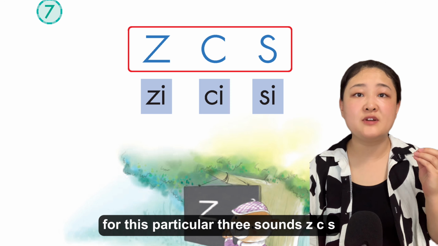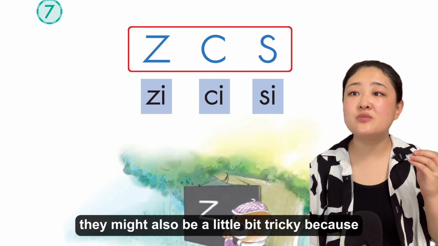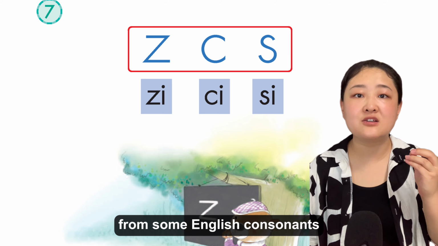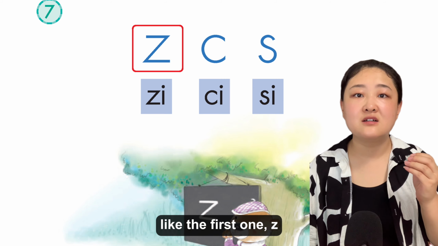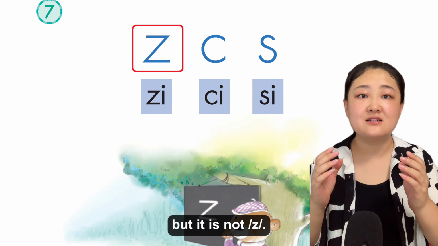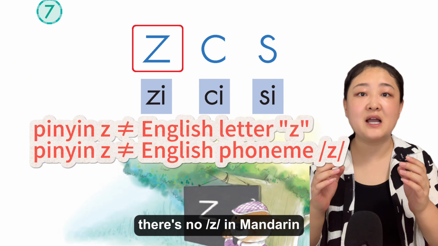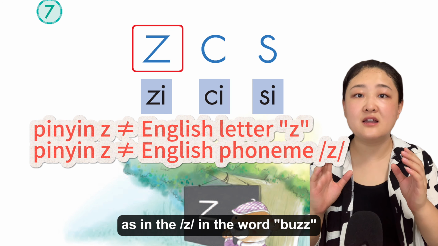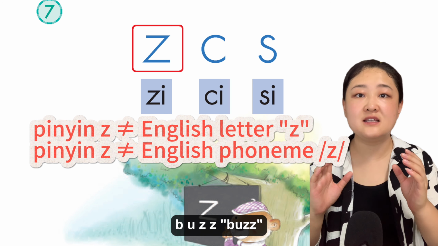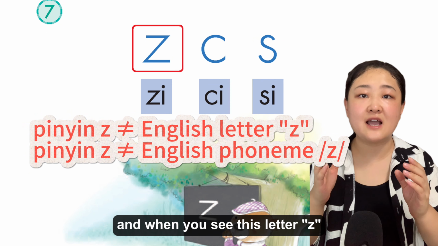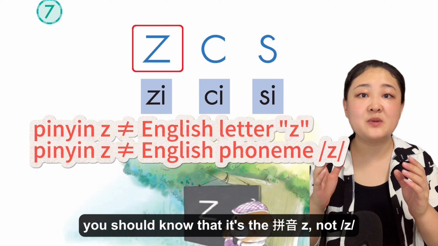For these three particular sounds, z, c, s, they might be a little bit tricky because you have to distinguish them from some English consonants. Like the first one, z, it is written as the letter Z, but it is not Z. There's no Z in Mandarin. We don't have the Z as in the word buzz, B-U-Z-Z. When you see this letter Z, you should know that it's the pinyin z, not Z.